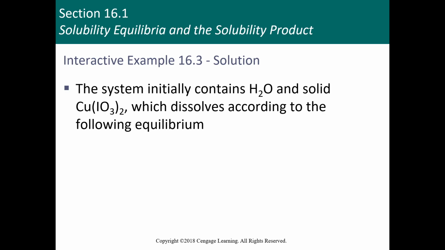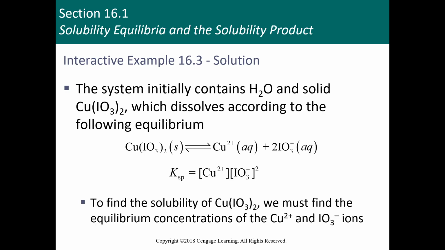Right, so the system is initially going to contain water and solid copper iodate. This is going to dissolve according to this following equilibrium again, which is right there. So again, this is a polyatomic anion right here. What that means is the iodine and the oxygens actually have covalent bonds between them. So these will not break apart. These IO3s will stay together as a single ion. And so your copper, how do you know it has a 2 plus charge? Well, it actually told you that copper with the Roman numeral 2, that was its charge. So you don't even have to do any work here.